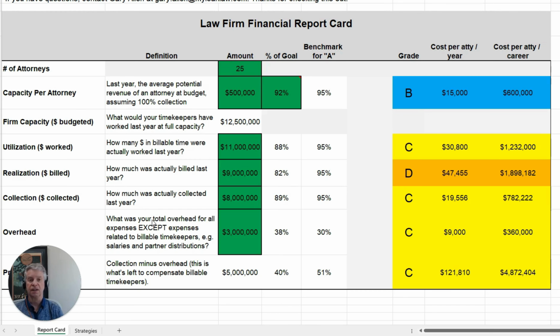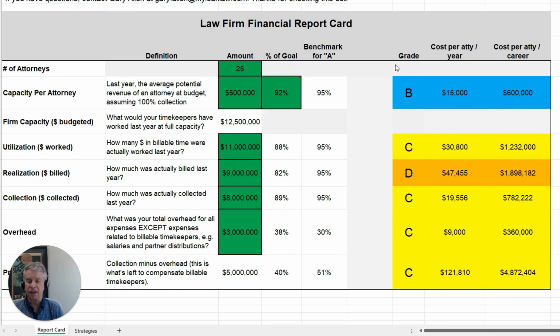And then overhead. This one requires a little bit of attention because this is your total expenses except for those related to billable timekeepers, what you pay your partners, associates, and paralegals. And then the final box here is your profit. So that's your collection minus your overhead.